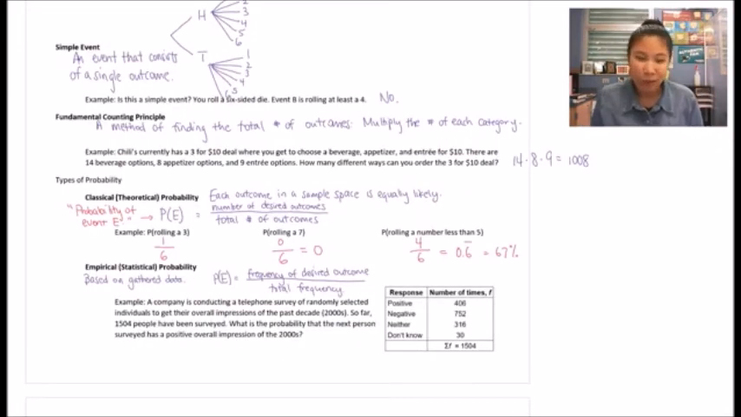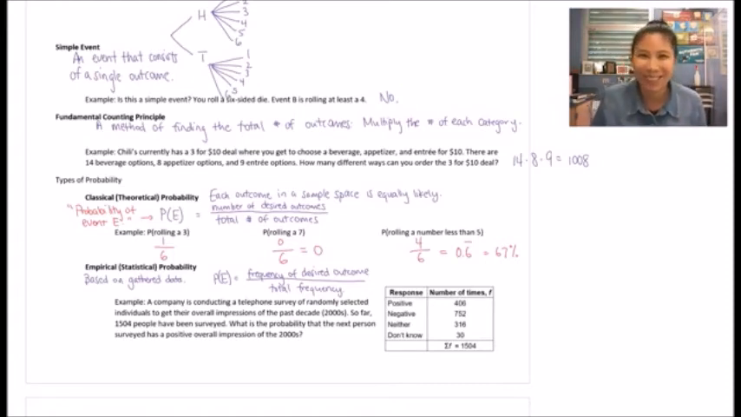The next type of probability is called empirical or statistical probability. Empirical just means that you looked at data of some sort. So you either gathered data or there was previous research. To find this probability, you're taking the frequency of whatever you want, the desired outcome, and dividing it by the total frequency. So for example, we've got a company conducting a telephone survey, and here's their data.